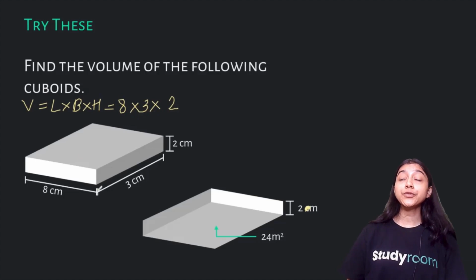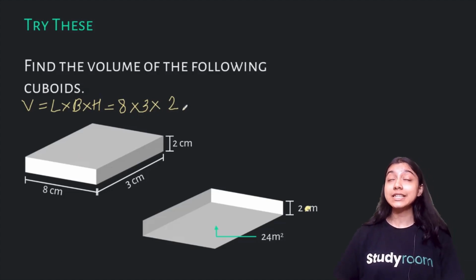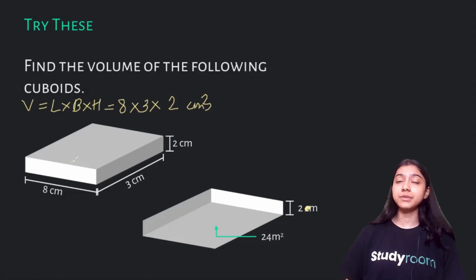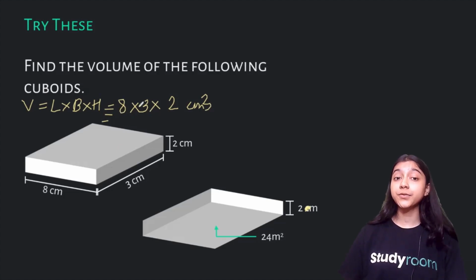But the unit of this volume will be centimeter cube, because each of the length is given in centimeter, so the volume's unit will be centimeter cube. So when we multiplied 8 with 3, this gives us 24, and 24 multiplied with 2 gives us 48 centimeter cube, which will be the volume of the given cuboid.